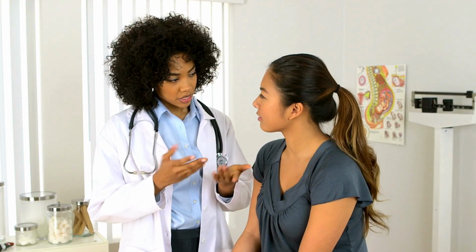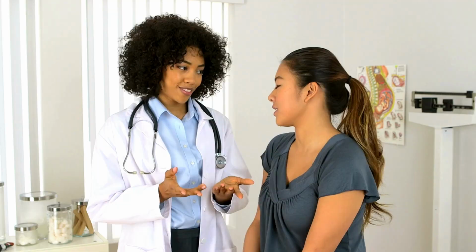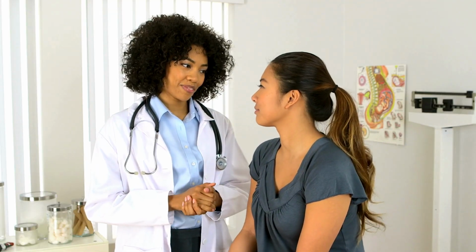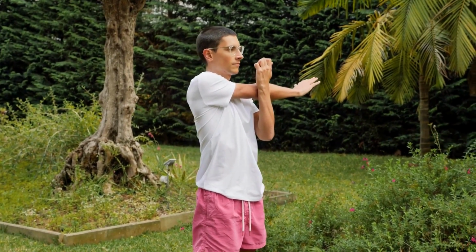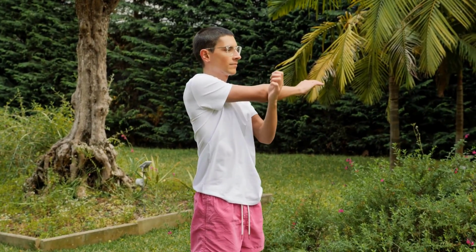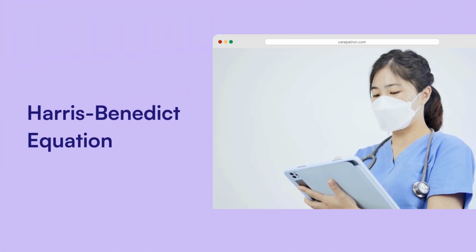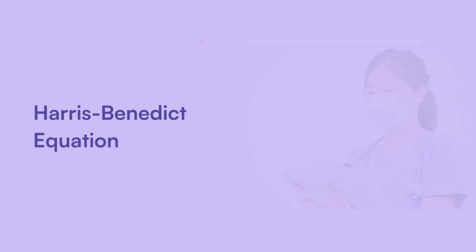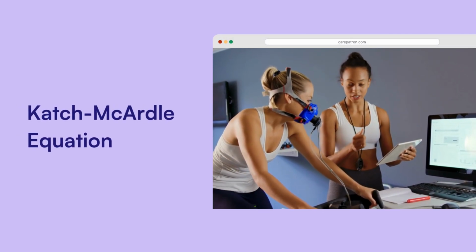BMR is influenced by muscle mass, fat levels, and physical activity. Since muscle burns more calories than fat, people with more muscle typically have higher BMRs and therefore younger metabolic ages. There are two primary methods for calculating BMR. First is the Harris-Benedict equation, which is common for general use. Second is the Katch-McArdle equation, which is more precise and ideal for athletes.